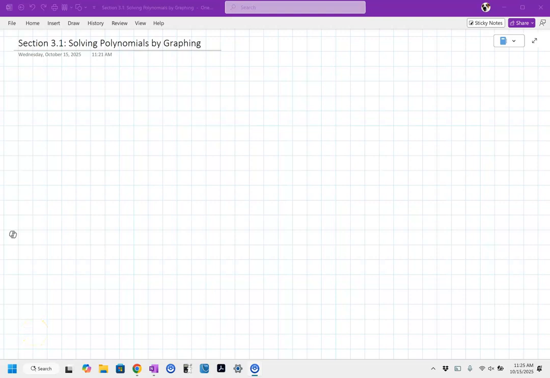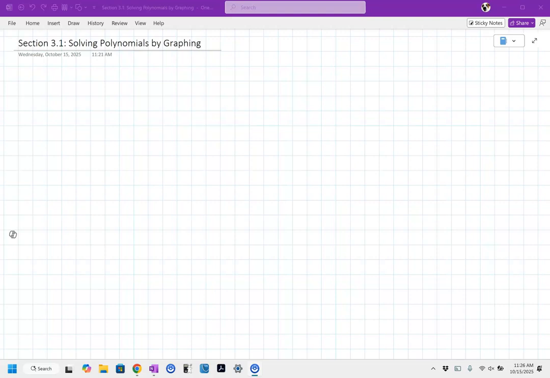All right, so for section 3.1, we're going to be solving polynomials by graphing. We're going to be using a computer to help us do this. It's supposed to be super, super easy. Minimal effort. You just have to type a couple things here and there on Desmos, and then you look at it, and you pretty much have your answer.